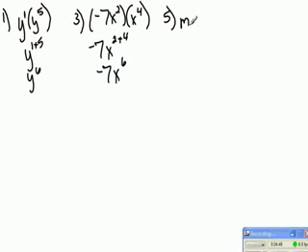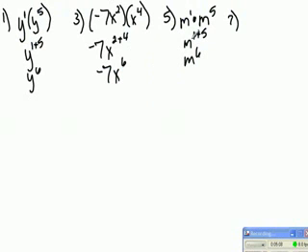Number 5, I have m times m to the 5th. And you should notice this looks almost exactly like number 1. You do it the exact same way. The only thing they did different was they used m instead of y. They put parentheses instead of a times. Doesn't matter, you do the exact same thing. So it's m to the 1 plus 5, which is m to the 6th.